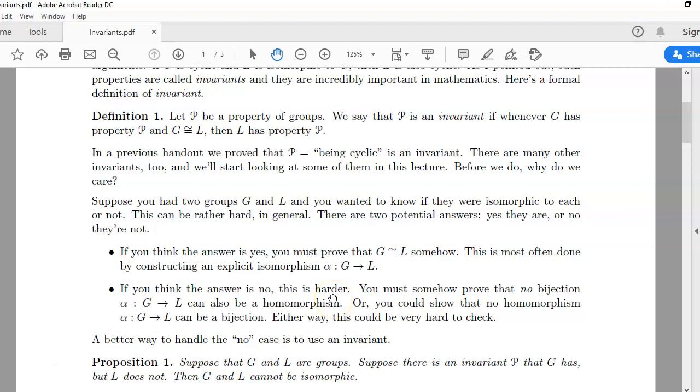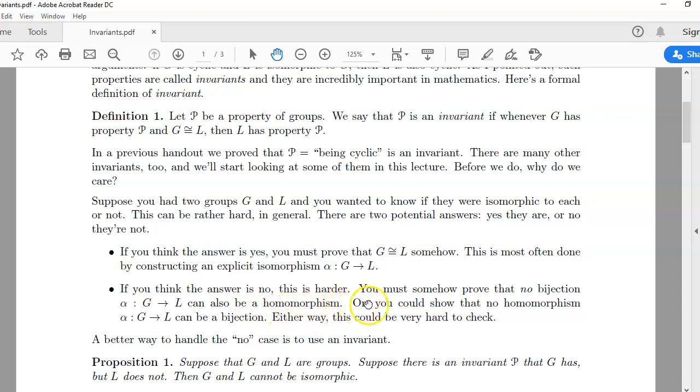Now, there are probably lots and lots of functions that run from G to L, and you would have to prove that none of them work. None of them are isomorphisms. There could be infinitely many functions that run from G to L. You would have to check that none of them work. That is a lot to ask. So you somehow must prove that no bijection can also be a homomorphism. That's one way to do it.